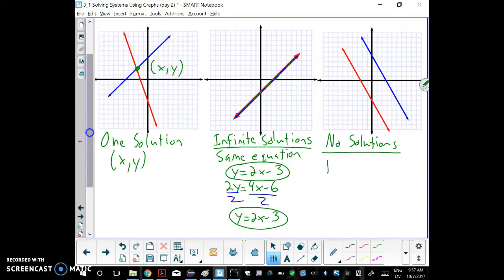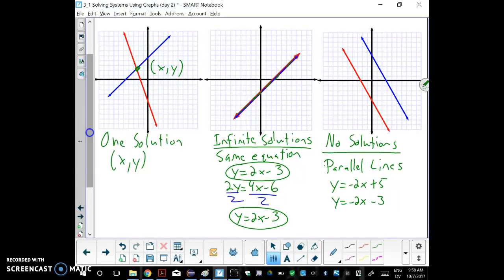Okay, and that happens when you have parallel lines because they don't cross, so they don't have any point in common. Basically, you'll have the same slope, but a different y-intercept. So if you just want to draw an example here, minus 2x plus 5, and let's say you have another one that's minus 2x minus 3, then you can see they have the same slope, but different y-intercept points. So they're parallel and they'll never cross. And then you'll know it's no solution.